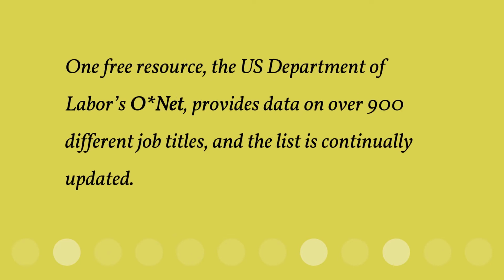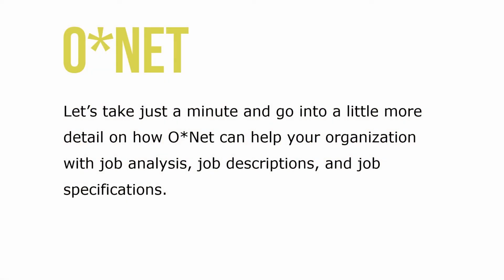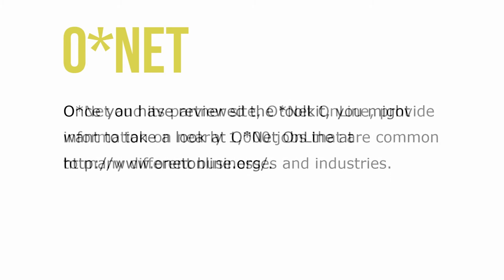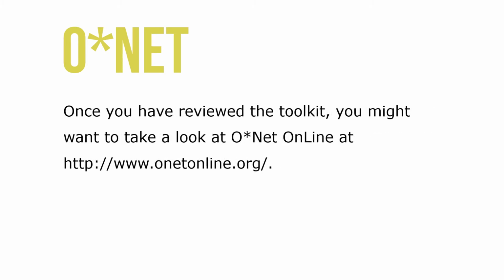One free resource, the U.S. Department of Labor's O*NET, provides data on over 900 different job titles, and the list is continually updated. Let's take a minute to go into a bit more detail on how O*NET can help your organization with job analysis, job descriptions, and job specifications. O*NET and its partner site, O*NET Online, provide information on nearly 1,000 jobs that are common to many different businesses and industries. Once you've reviewed the toolkits that these sites provide, you might want to take a look at the O*NET Online at www.onetonline.org.